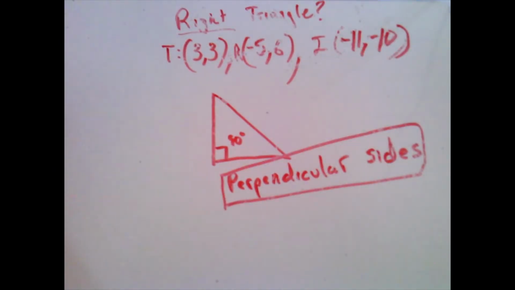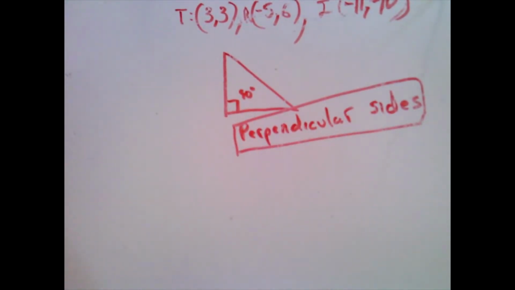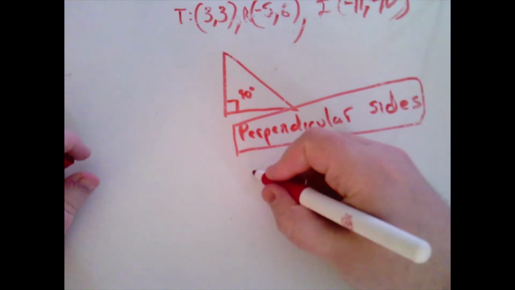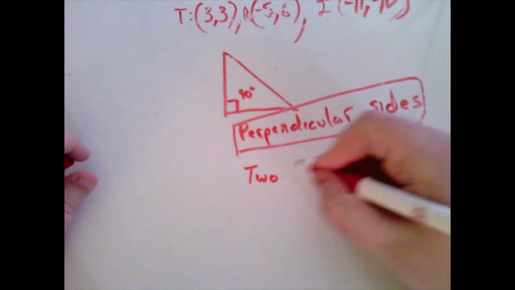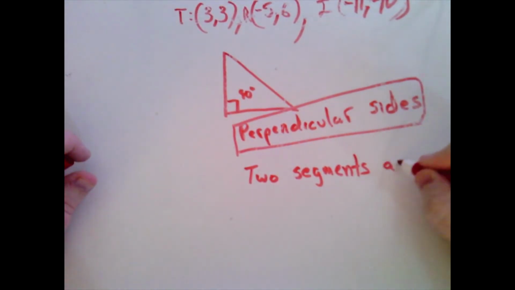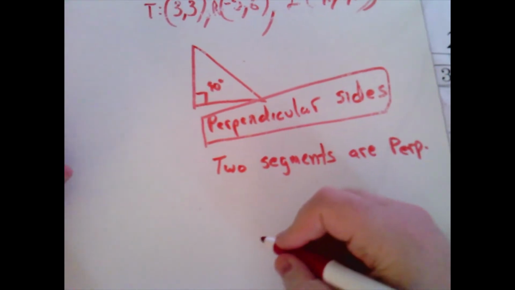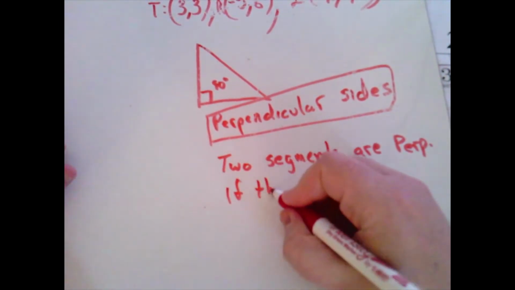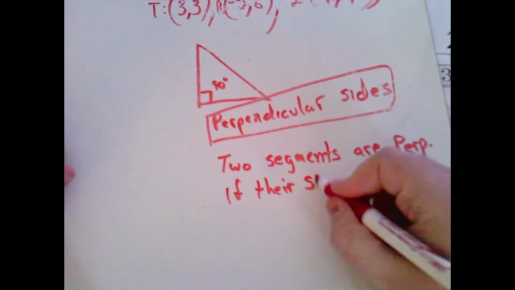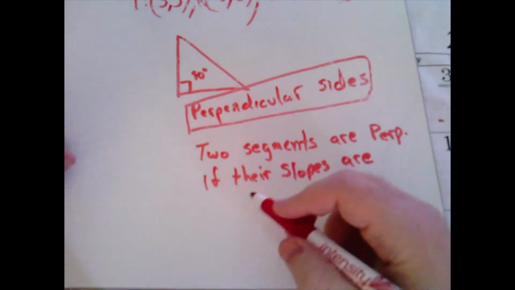We're going to need one last piece of information in order to determine whether or not our sides are perpendicular, and that's going to be this statement right here. Two segments are perpendicular if their slopes are negative reciprocals of each other. And we're going to go over what that means in just a moment.